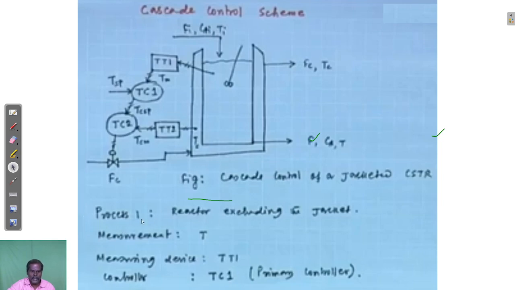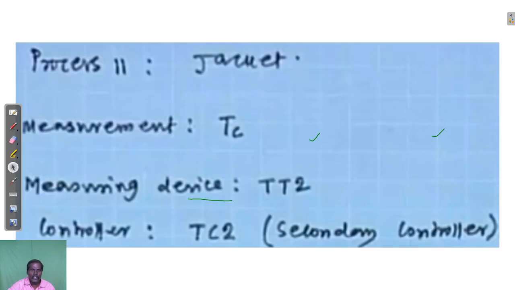In process 1, the reactor excluding the jacket, the measurement is T, the measuring device is TT1, that is temperature transmitter 1, and the controller is TC1. That one is nothing but your primary controller. In process 2, the jacket, the measurement is TC, that is the coolant temperature. The measuring device is TT2, temperature transmitter 2, and the controller is TC2, the secondary controller.